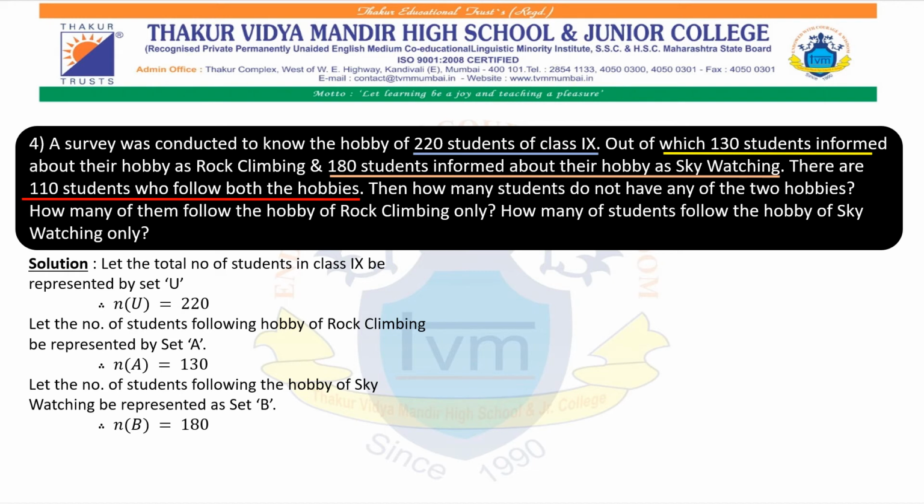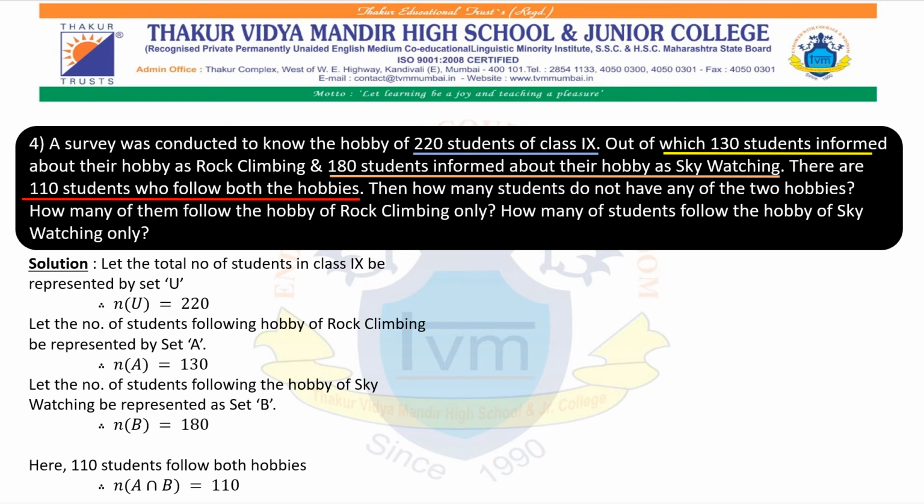Okay, 110 students are following both the hobbies, means this is the intersection. We will write here: 110 students follow both hobbies. Therefore, n of A intersection B equals 110. And then they had said, how many students do not have any of the two hobbies? How many of them follow the hobby of rock climbing only? And how many of the students follow the hobby of sky watching only? Three things they had asked us to find out.